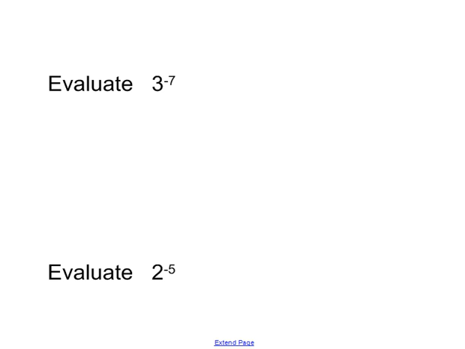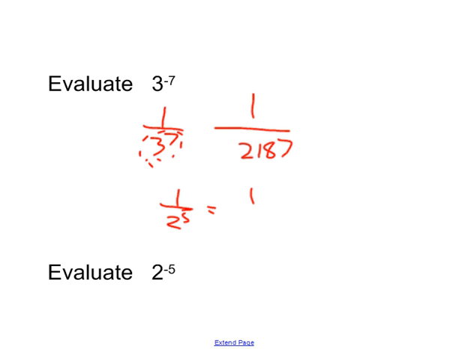Evaluate 3 to the negative 7. First of all, I want to rewrite it as 1 over 3 to the 7th power. If I evaluate 3 to the 7th power, using a calculator, I get 2,187. If I do the same thing down here, instead of writing 2 to the negative 5, I'm going to write it as 1 over 2 to the 5th power. If I evaluate 2 to the 5th power, using my calculator to save a little bit of time, 2 to the 5th power is 32.